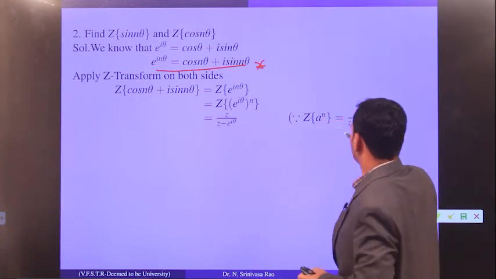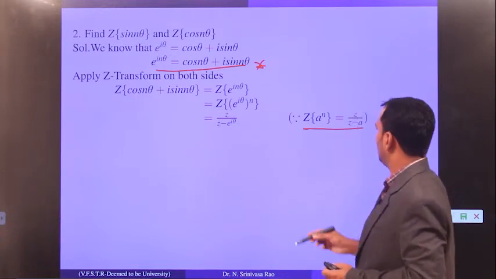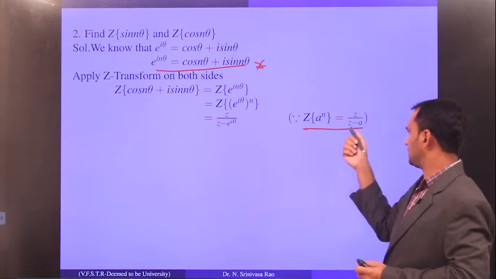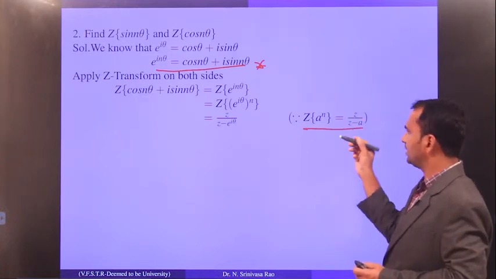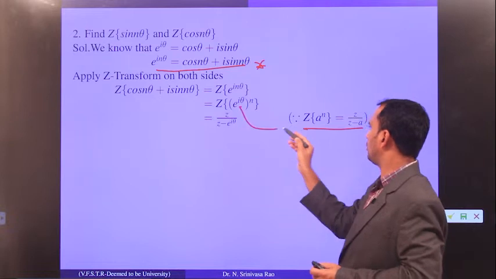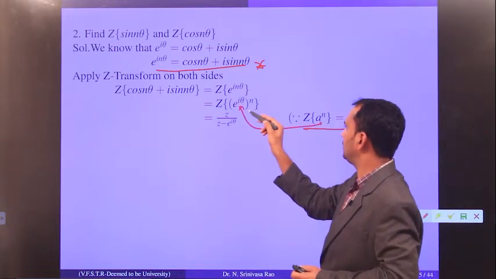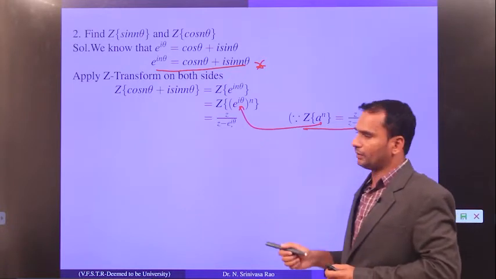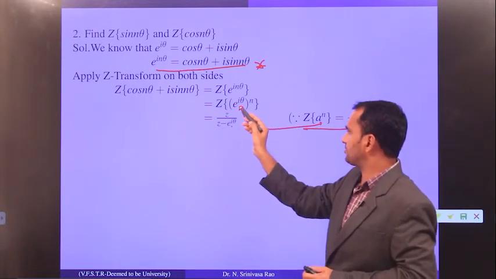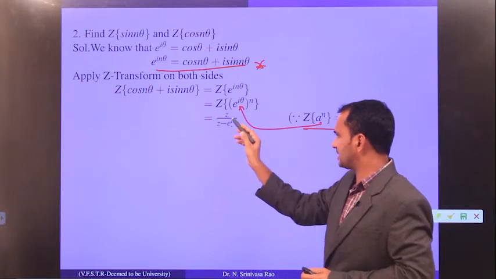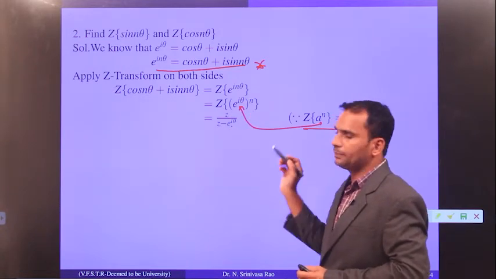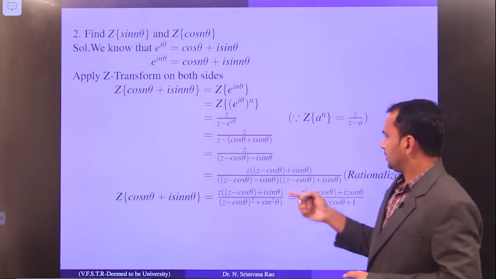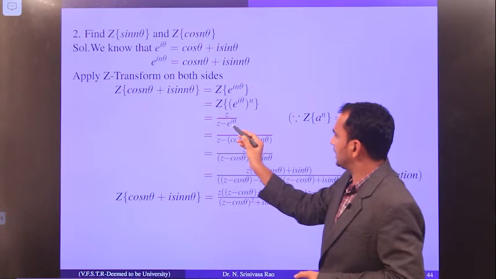This is a previous example we have already solved: Z transform of a power n is Z by Z minus a. If you compare these two, in the place of a we have e power i theta. So in the place of a, I have substituted e power i theta. Therefore, Z transform of e power i theta whole power n is Z by Z minus e power i theta.